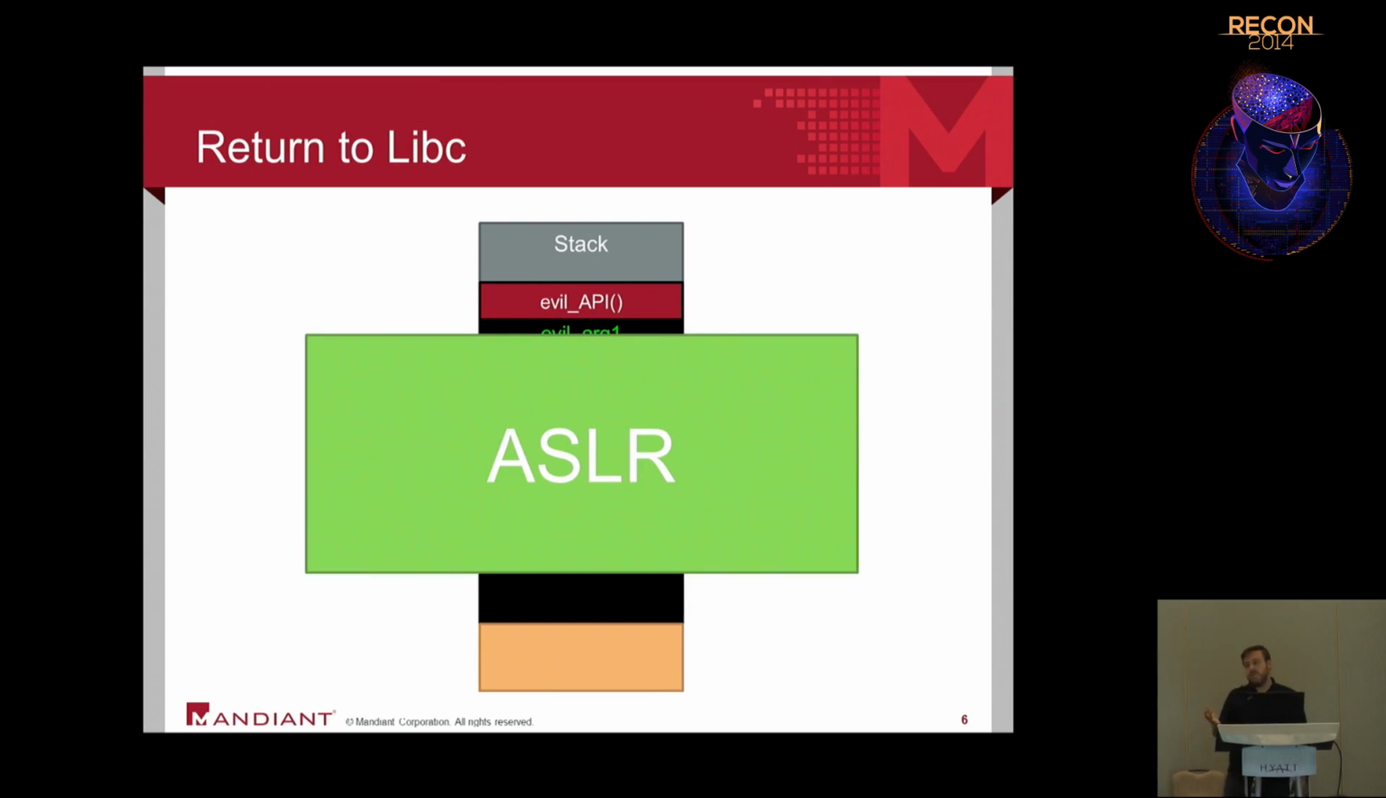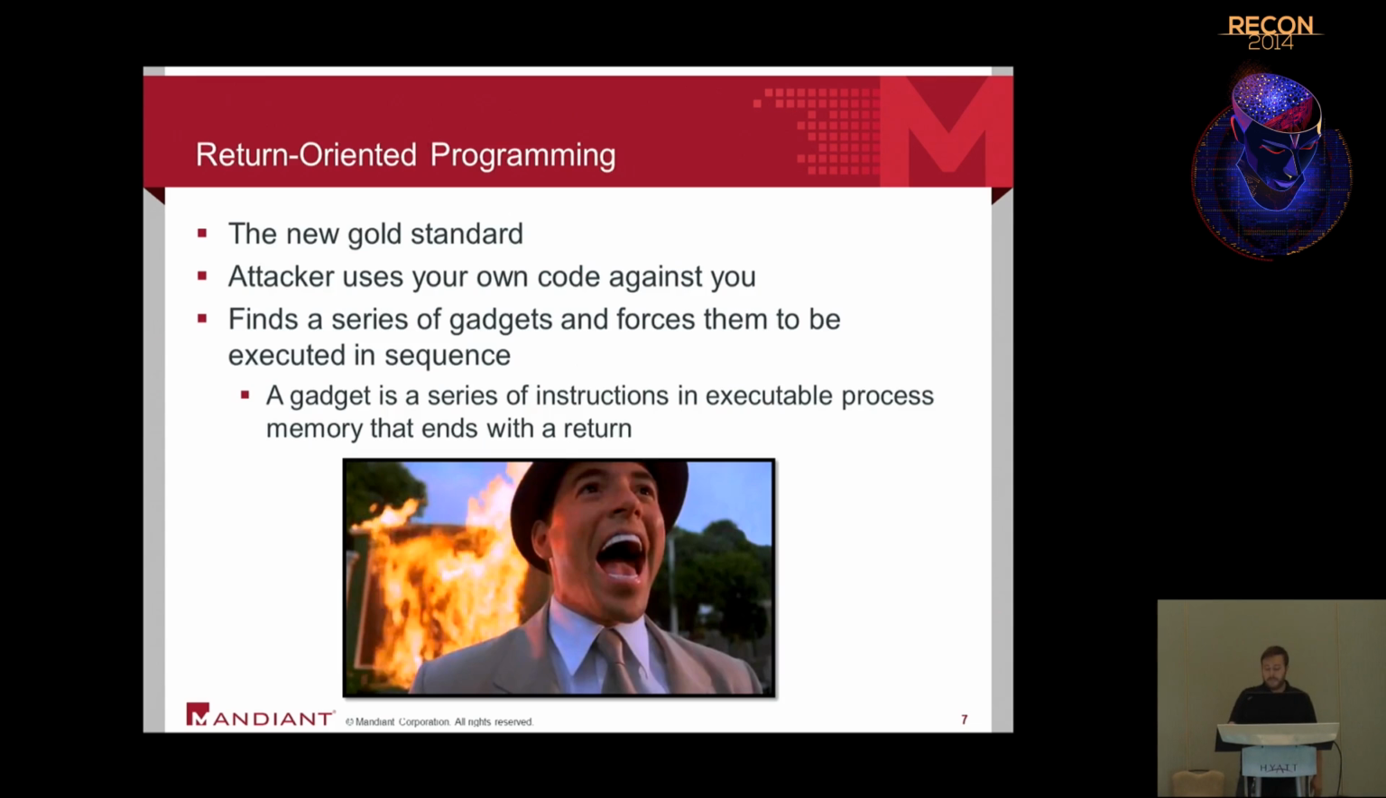So ASLR came out to be kind of the solution to this. ASLR randomizes the image base of libraries, so now the attacker doesn't necessarily know exactly where that library is in memory and doesn't know the address to put onto the stack. That's not entirely true, and I'll get into why. But this caused attackers to get even more clever. So the new gold standard is return-oriented programming, where the attacker actually uses your own code against you. They look for a series of gadgets, and then they force them to be executed in sequence. A gadget is a series of instructions anywhere inside of executable process memory that ends in a return.